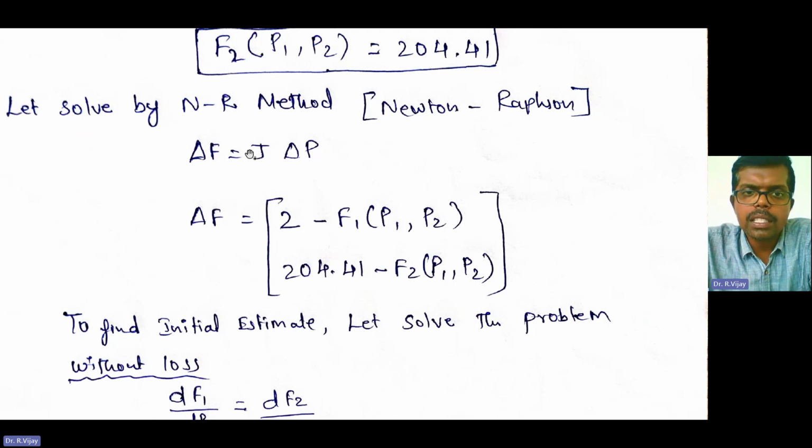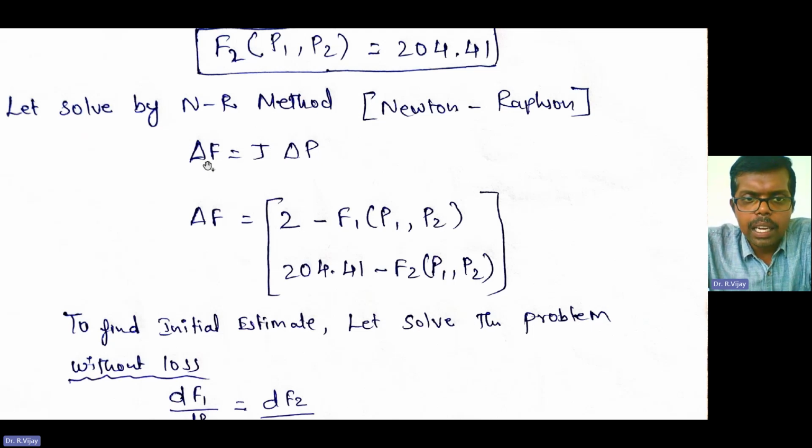So what is the Newton-Raphson method? Already we discussed. Here, the change in function del F is equal to J into del P. We already discussed this method enough in our previous classes. If you want, you can watch that Newton-Raphson method video, which is already there in our channel.